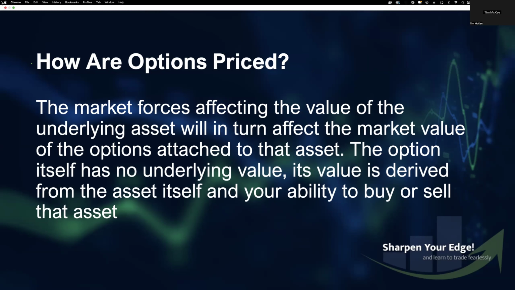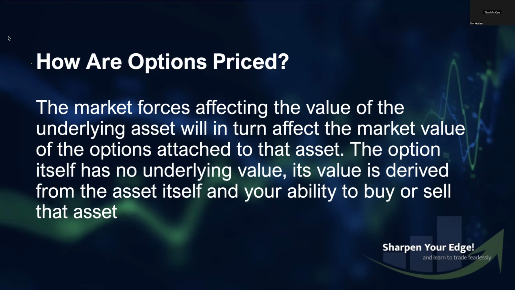How are options priced? Well, the market forces affecting the value of the underlying asset will in turn affect the market value of the options attached to that asset. It's all based on the underlying asset. The option itself has no underlying value. Its value is derived from the asset itself and your ability to buy and sell that asset. But that said, options run on their own supply and demand.